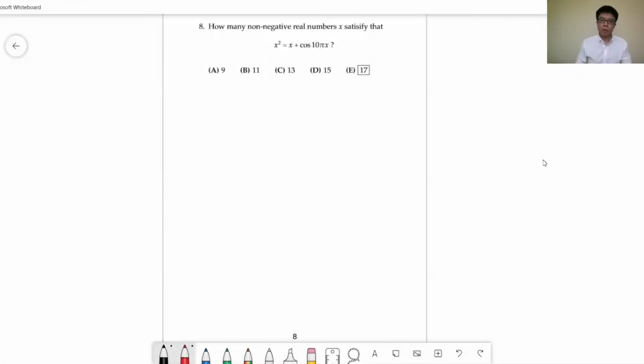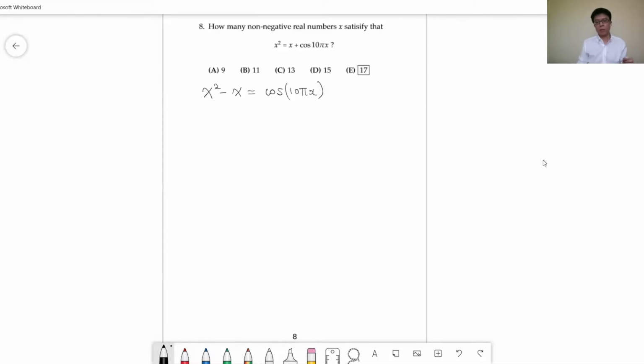All right, let's come to problem 8. We need to solve how many non-negative solutions we have for this equation. Let's do the following. This equation can be rewritten as x squared minus x equals cosine 10 pi x. So my idea is to draw these two graphs.